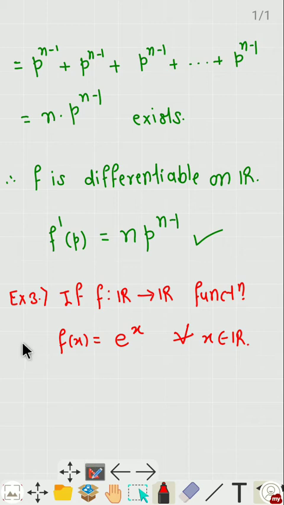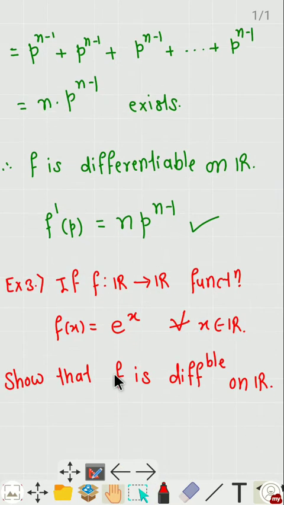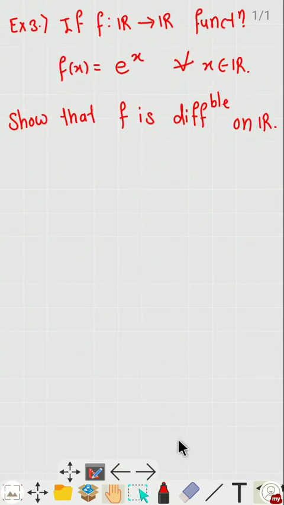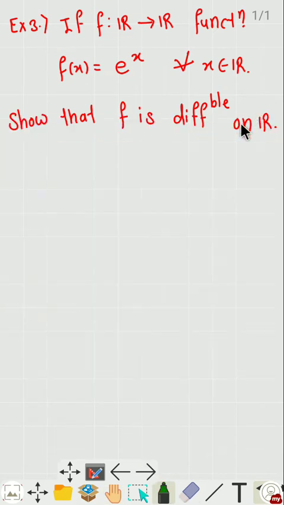Our question is, show that f is differentiable on R. So again, we use the definition of differentiable function to show that f is differentiable on R. So let us write the answer.